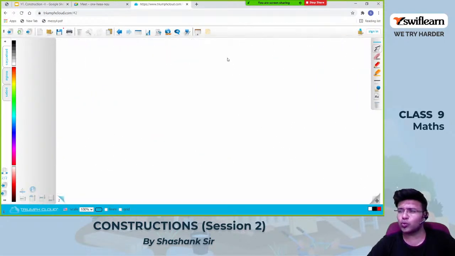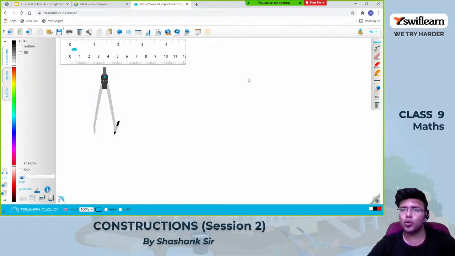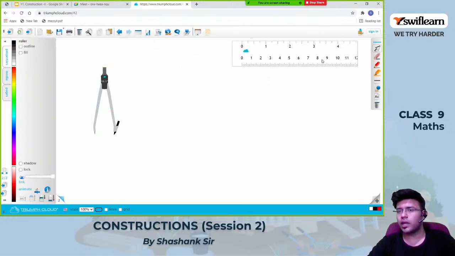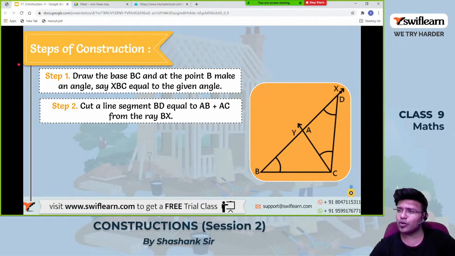So to construct these triangles, what are the tools required? We require only two tools. That is a compass. अच्छा, एक compass चाहिए हमें and a ruler. So I will give you a question like this, or let me check whether there is a next question like this. If there is a question based on this, let me solve that.